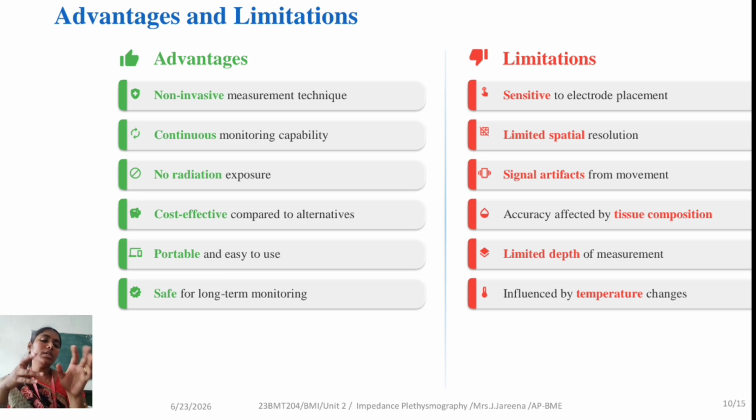But the limitation is that it relies heavily on electrode placement, because only by means of electrodes are you going to measure. So we have to be very careful when selecting the electrodes. It also has limited spatial resolution and is very vulnerable to artifacts. Tissue complications also have a big impact on accuracy, and there is a limited depth of measurement. Finally, temperature also influences the output.